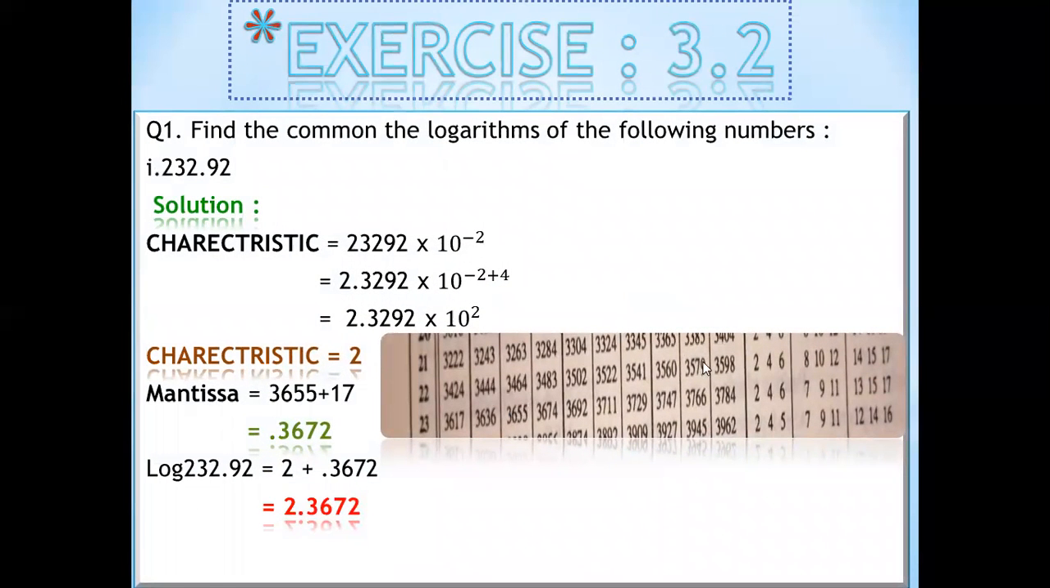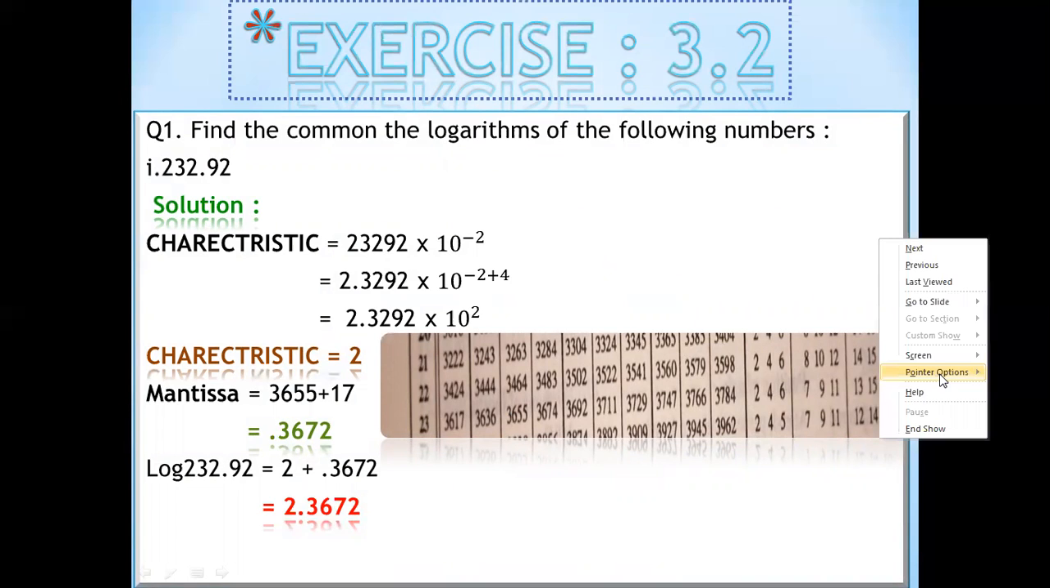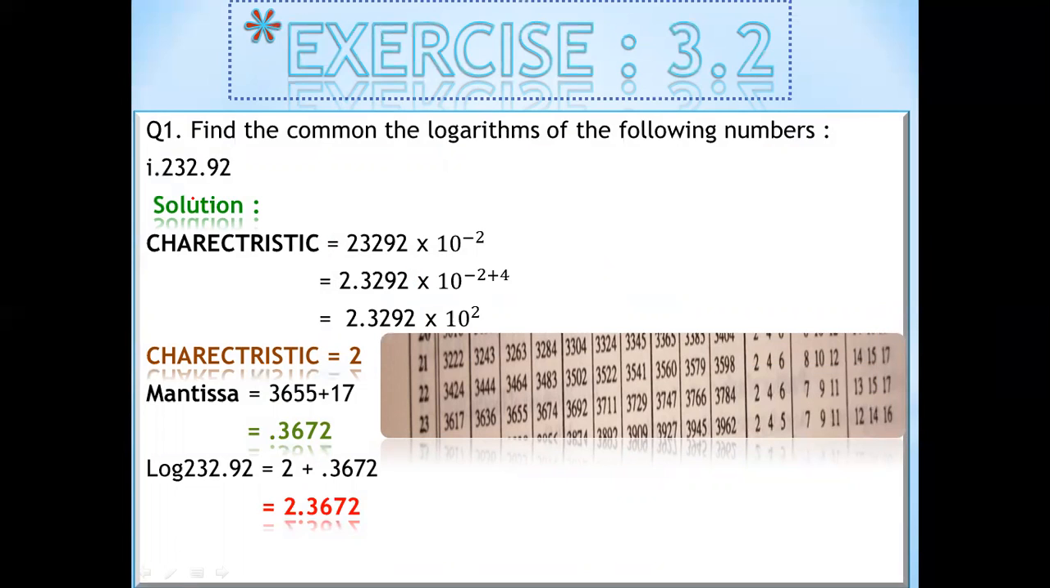Question number 1 of exercise 3.2. Find the common logarithm of the following numbers. We have two parts of any number when we are finding the logarithm. One part is called the characteristic and the other part is called the mantissa.